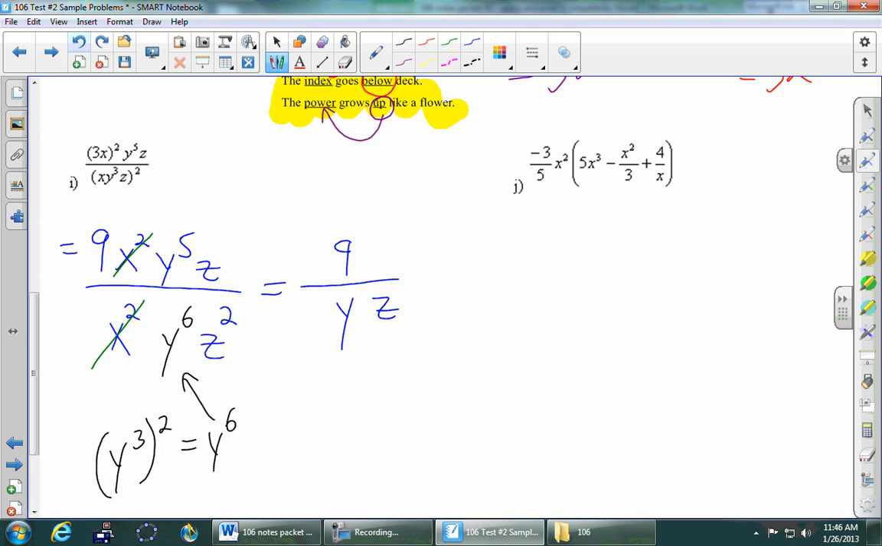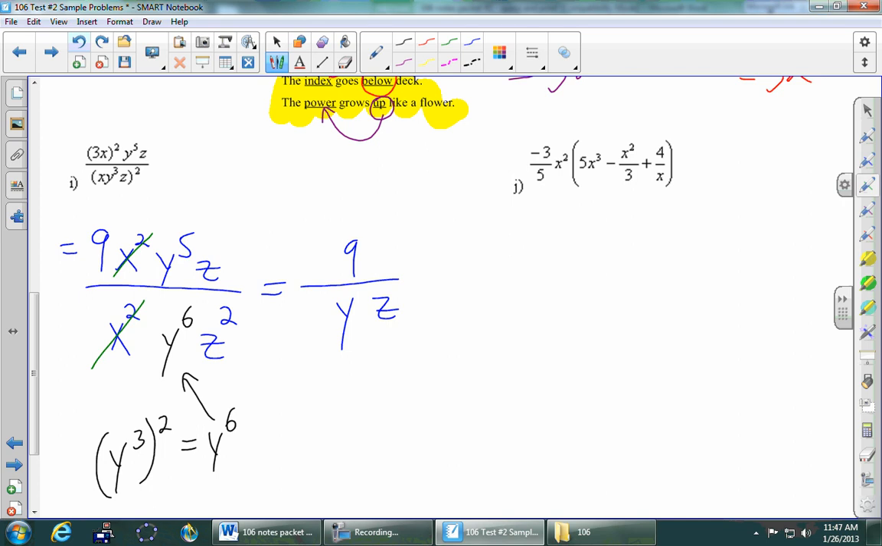Okay, and then finally part J is negative 3/5 x squared times the quantity 5x cubed minus x squared over 3 plus 4 over x. Okay, let's work our way through this one. So first thing we're going to do here is distribute.